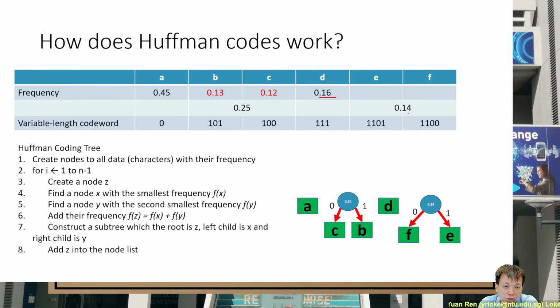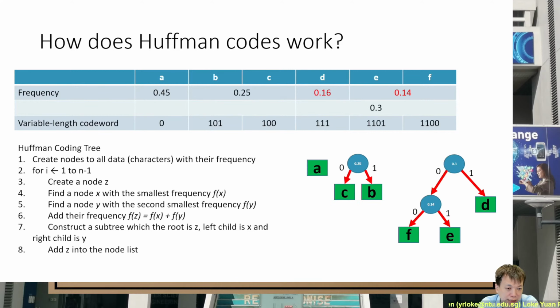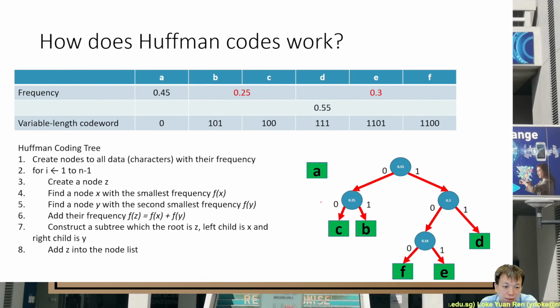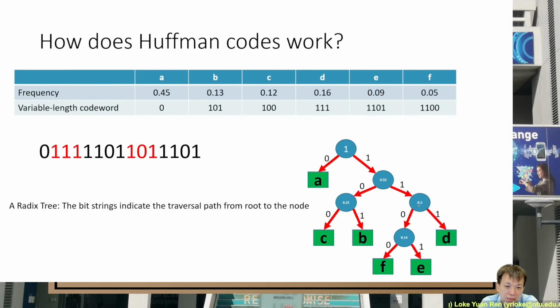So it should be 16 and 14, which is D. You're trying to build another subtree. You repeat this. So the next ones are 25 and 30, so you build another one. Last one, A, will be the highest frequency one. So you will construct this.